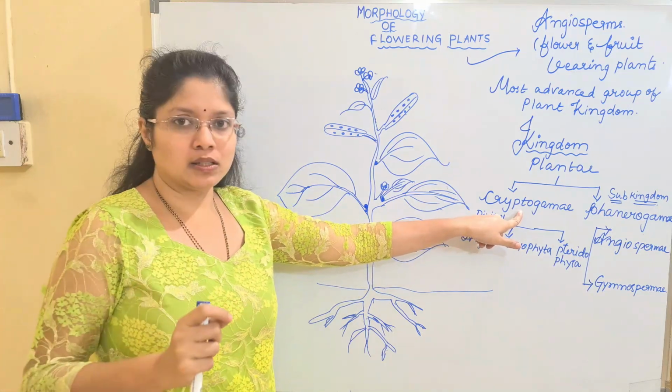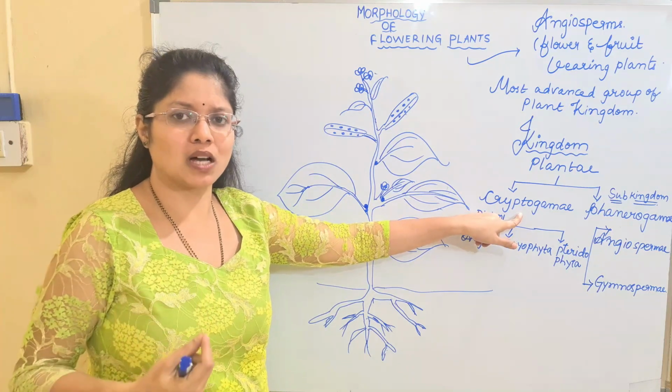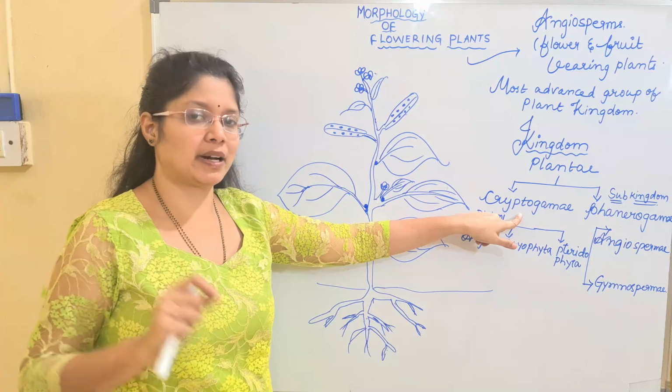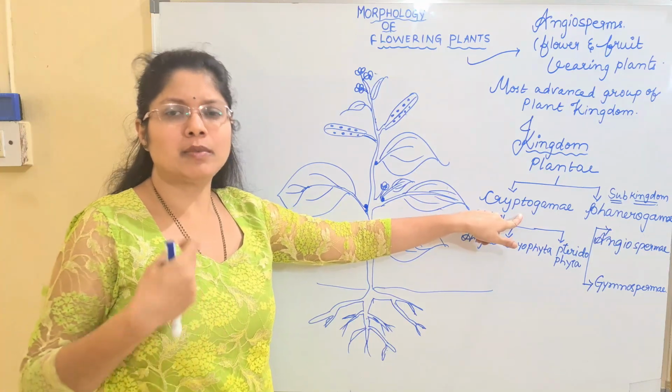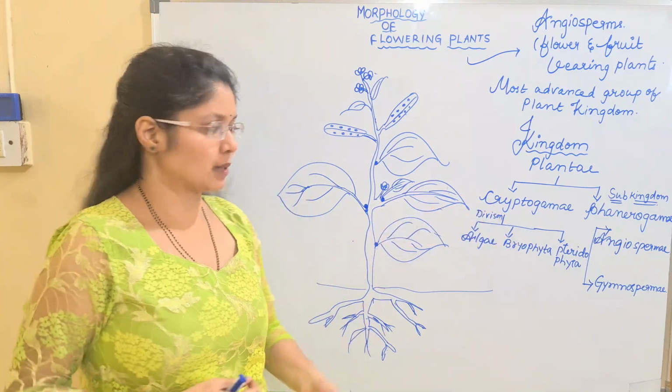Cryptogamy are the ones which are non-flowering plants. So all the cryptogams are non-flowering plants, and also they are said to be the primitive plants. In this, you cannot find any xylem and phloem. So vasculature is even absent. Okay, so all the three features you have to remember.